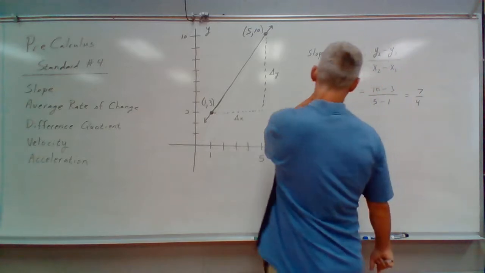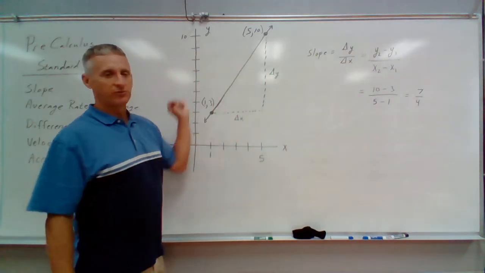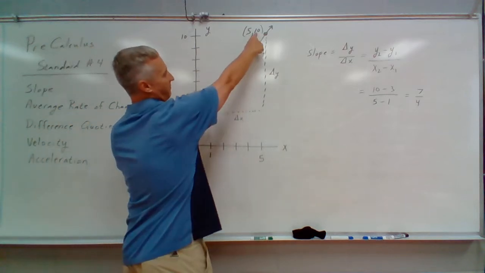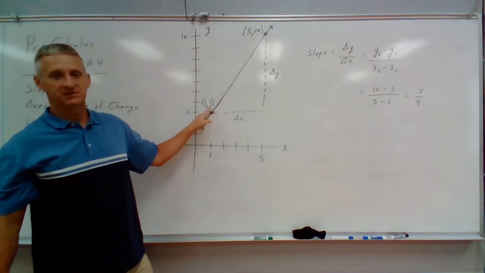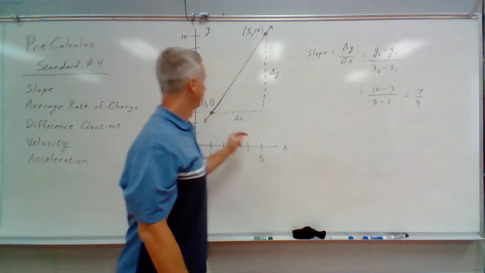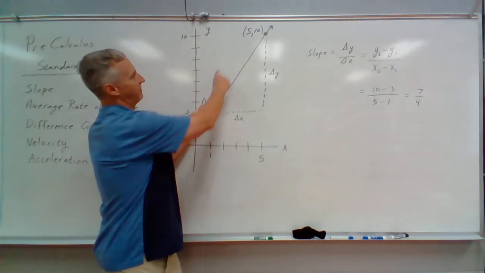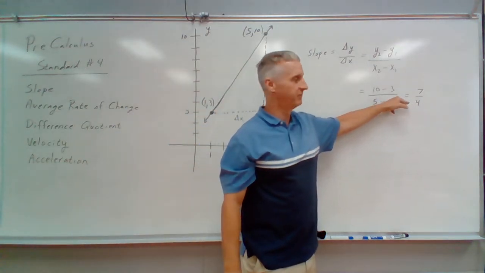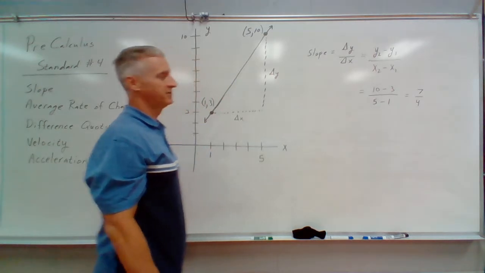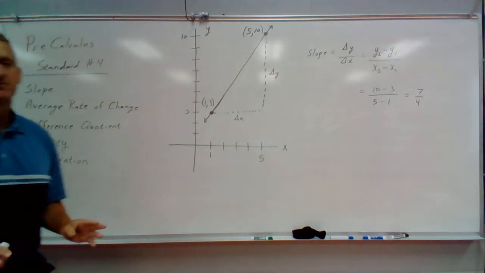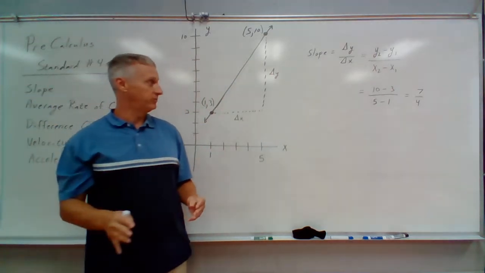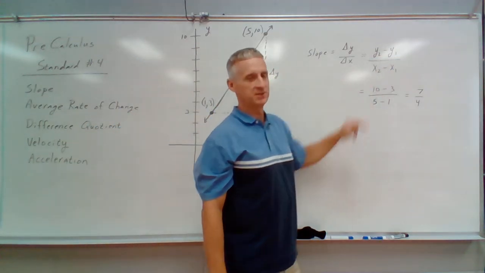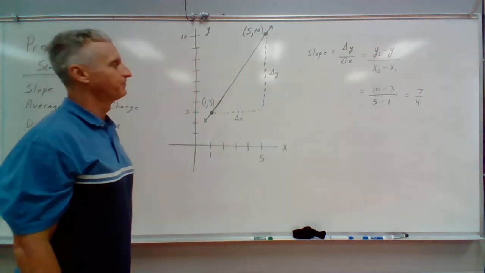Okay. Notice it would not have mattered which one we call point 1 and which one we call point 2. So for instance, we could have done 3 minus 10. That would have given us negative 7 on the top. But if we did that, we would have to do 1 minus 5, and we would get negative 4 on the bottom. So you'd have negative 7 over negative 4, and it would still be positive 7 over 4. So it doesn't matter which one you call point 1, which one you call point 2, as long as you do it in the same order.